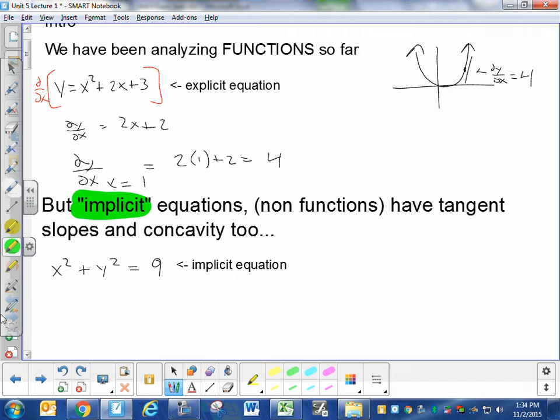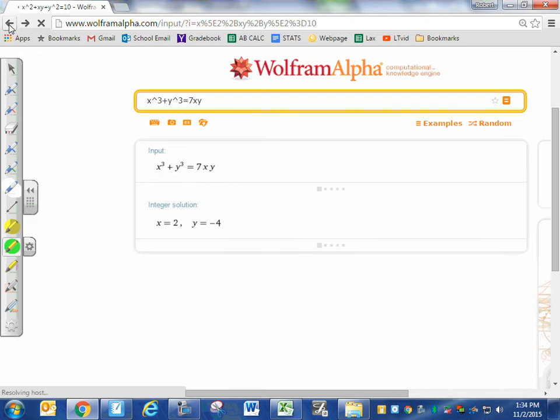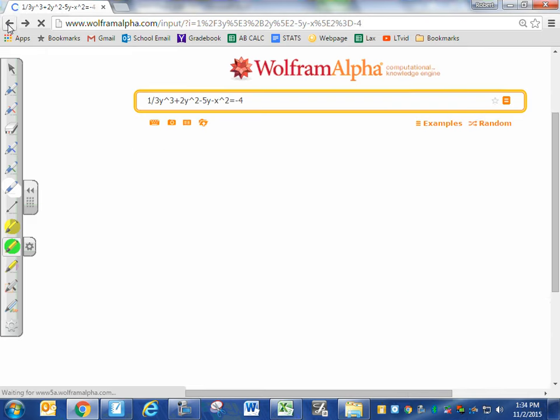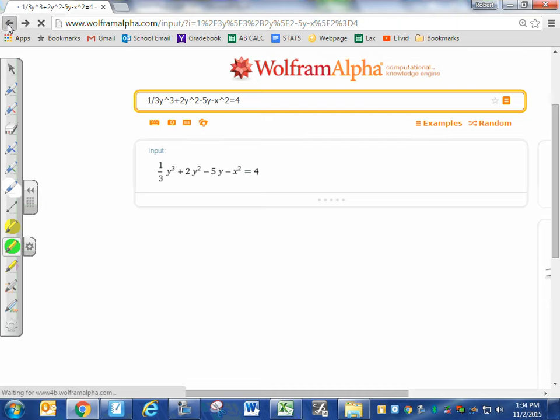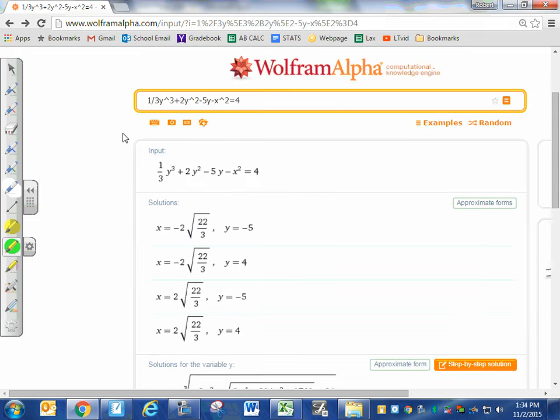Let's show you some implicit equations that we're going to be dealing with. We have simple guys like circles. X squared plus y squared equals 9. A circle, right? This has tangent slopes. This has concavity. We can examine that. We could look at something like this, which we're going to take the derivative of in a little bit.